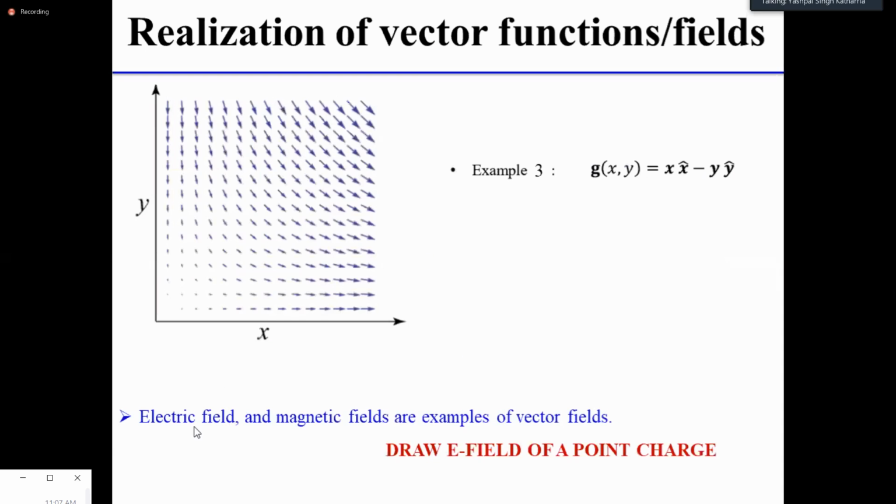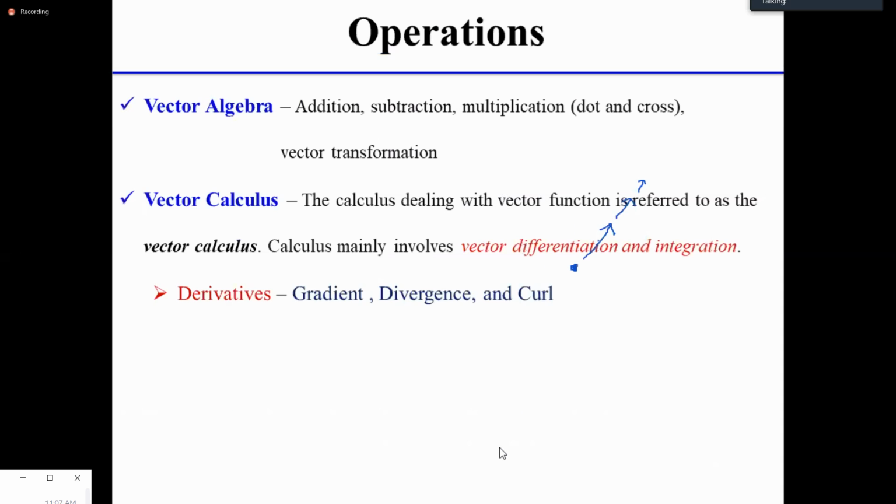So next thing that you can do yourself is to consider electric field, magnetic field, and draw the electric field of a point charge. So you already know that if you have a point charge somewhere, then the field value will be large near it, and as you go away from it, the field value will be going down. So the electric field of a point charge should be represented with this kind of arrow. The arrow should have the highest length near the charge, and then the length of the arrow should be going down as you go away from the charge. Okay, so this is all. Let me clear it.